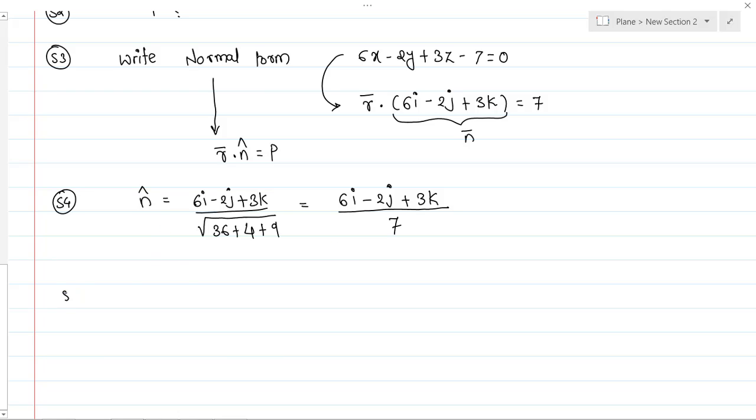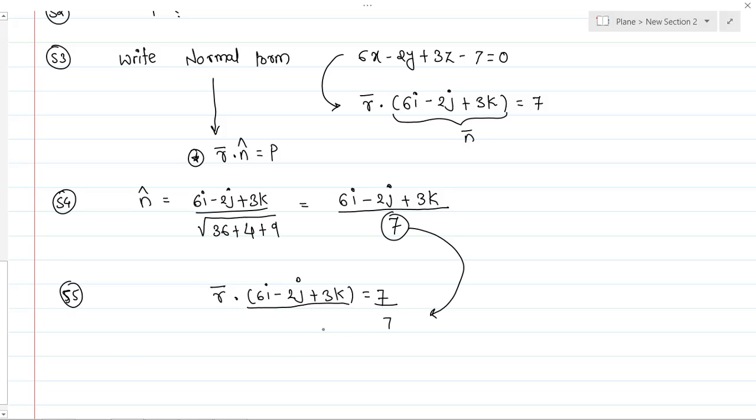Now simply substitute this in the normal form, and you will get the value. So we want the denominator as 7, so r bar dot 6i minus 2j plus 3k equals 7. If I want to convert this into r bar dot n cap, so if I want to write this n bar as n cap, what should I do? Divide on both sides by 7, by this quantity. 7 by 7 is equal to 1.